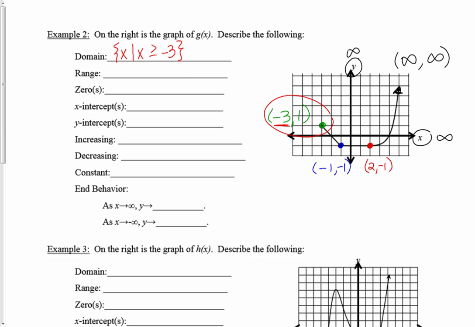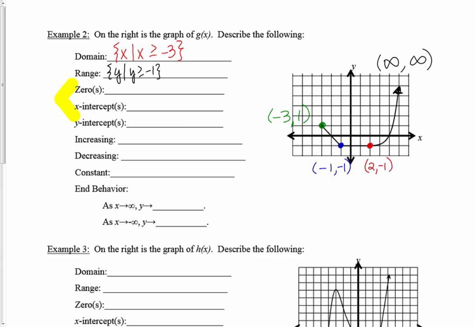The range is talking about the y values. So now I'm going to look at all my y values. So I have a negative 1, I have a negative 1, I have a positive 1, and I have an infinity. So the smallest y in the whole graph is at either of those 2 points, and it's at negative 1. So I want to say y such that y is greater than or equal to negative 1.